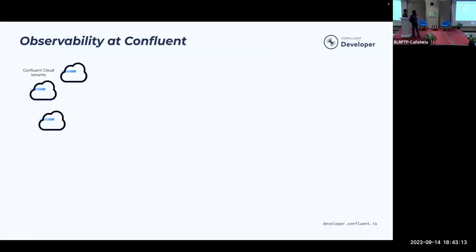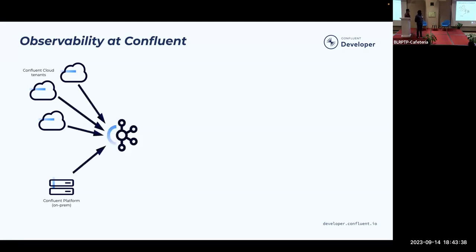So, observability at Confluent. We have Confluent Cloud tenants, which are on cloud. We have multiple clouds, AWS, Azure, GCP, where Confluent hosts Kafka clusters. Then we have Confluent Platform, which is on-prem, on the customer end, in their data center. What we do is collect all these metrics via OpenTelemetry and put them into Kafka. From there, Druid pulls or ingests those into the Druid system.